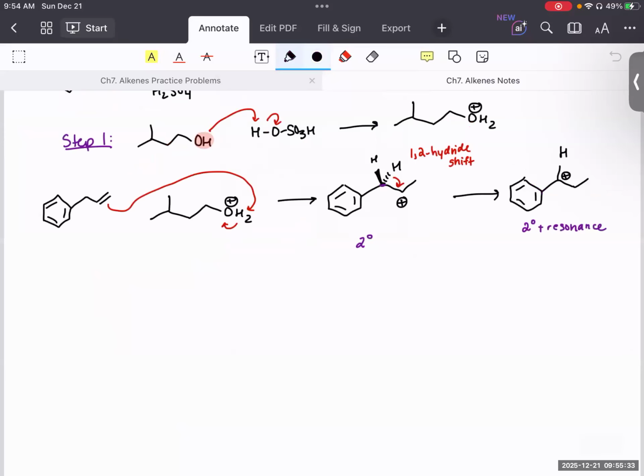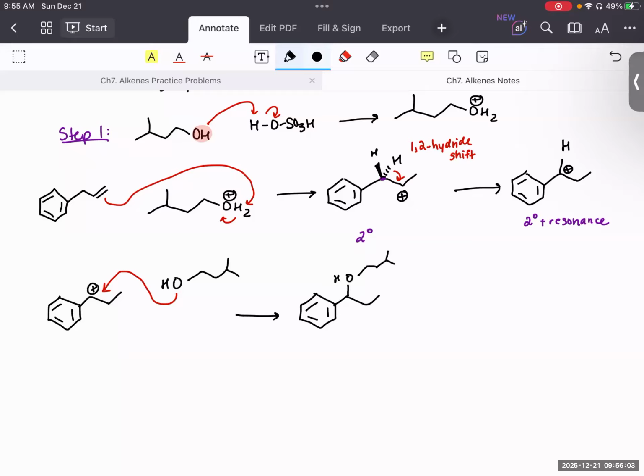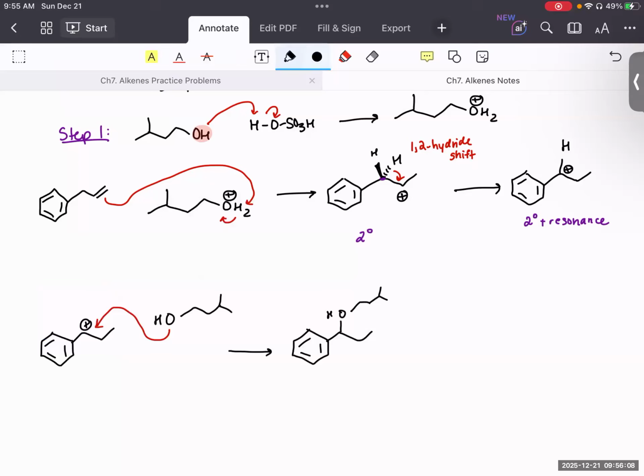Next, what we want to do is take that resonance stabilized carbocation, and now we can react it with our starting alcohol. And so I'll redraw that alcohol here. And we have the electrons from the oxygen coming in and attacking there. And so it's going to look a little bit wonky because it's pretty big. But we end up having this reagent here. And I'll shift this down so we can more easily see what's going on. And we have a positive charge on that oxygen.